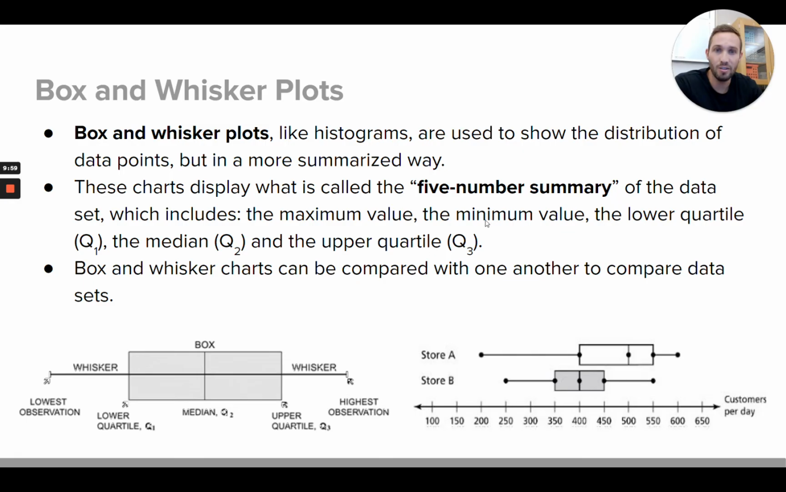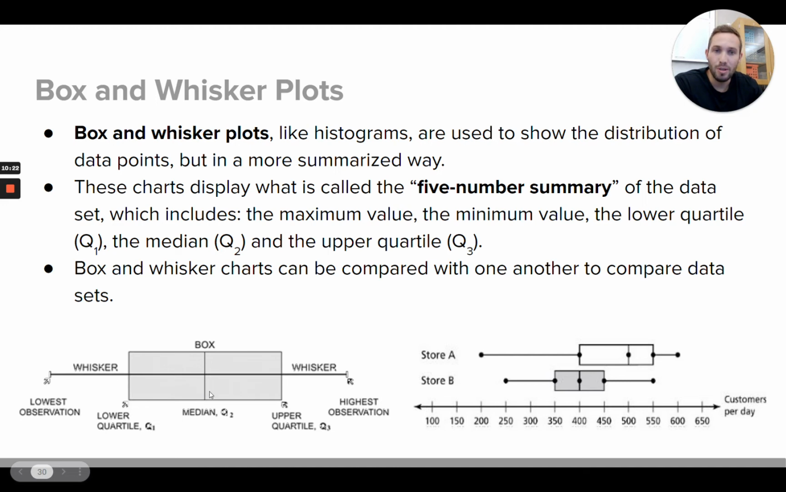Which is going to be over here. It's going to show you the minimum value, what was the lowest value that you collected. And then you're going to look at what's called the median, which is the middle value of all the data you collected. And then you have what's called your upper quartile and your lower quartile, or Q1 and Q3. And then the median is Q2.